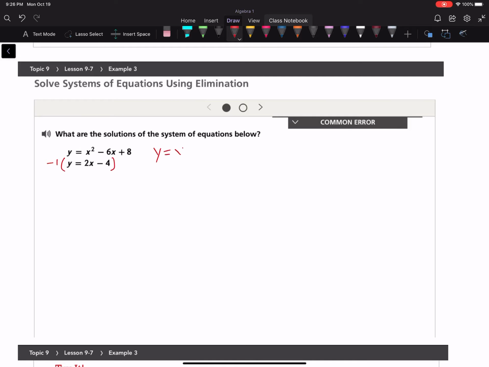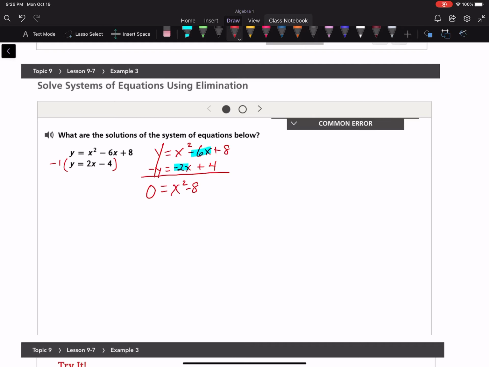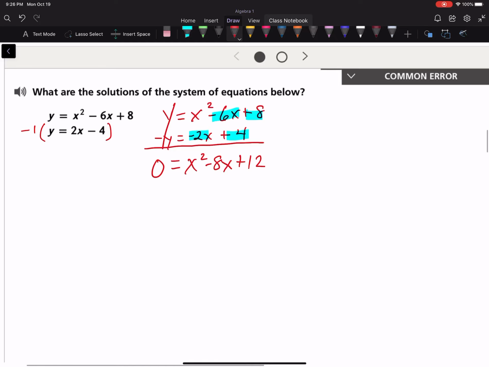Okay, so the top one does not change. It's y equals x squared minus 6x plus 8. And this becomes negative y minus 2x plus 4. And we add those up. Those cancel. We end up with 0 equals. We can't add x squared and negative 2x, so the x squared just comes down. We can say negative 6x minus 2x is negative 8x. And 8 plus 4 is 12. And from here, it is just solving that quadratic, okay? All we're doing is going to solve the quadratic.